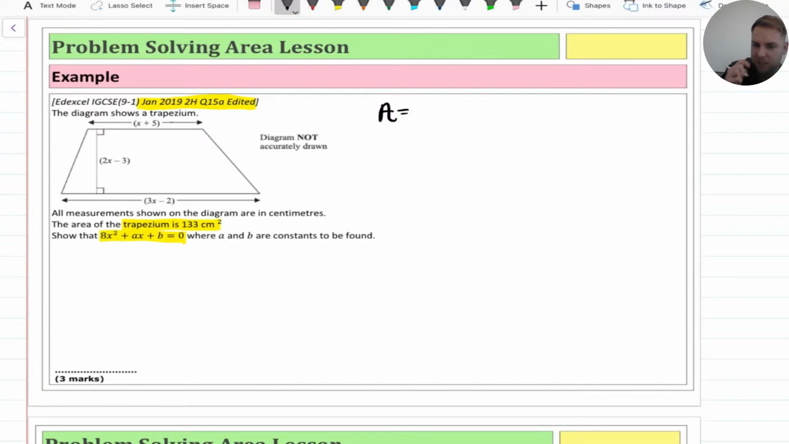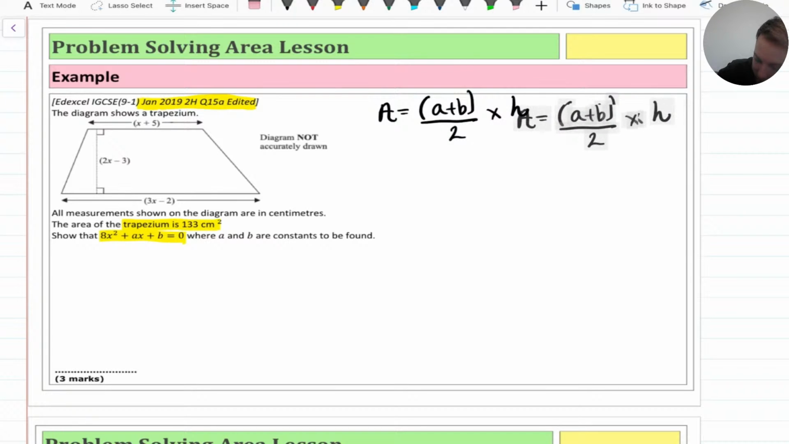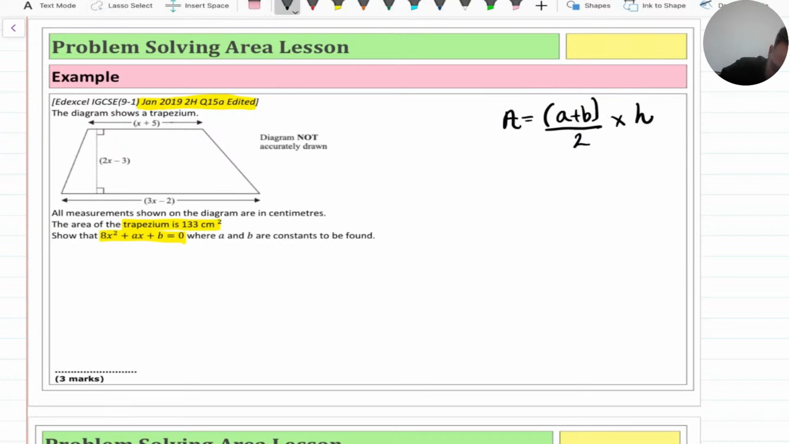So the area of a trapezium is a plus b divided by 2 times the perpendicular height. We know that. Now, the only difference with this question, which makes it really tricky, is the fact that our a and b are algebraic terms now. So a is our top, which is equal to x plus 5. b is the bottom, which is equal to 3x minus 2. And the perpendicular height, h, is equal to 2x minus 3. So that's what makes it tricky.